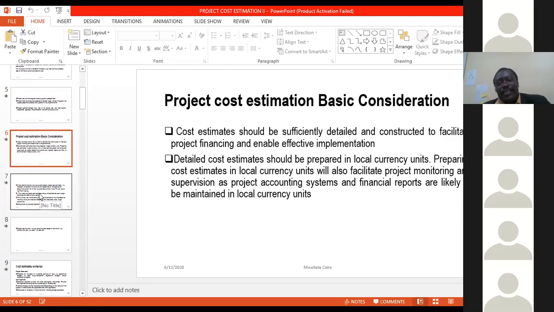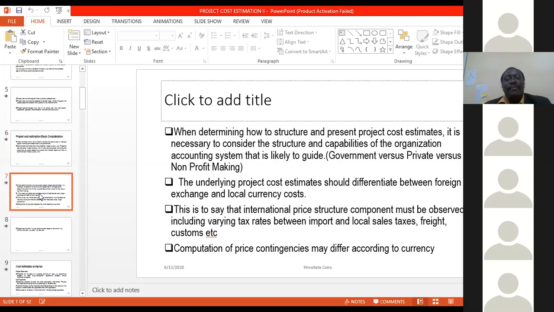So you need to have a detailed cost, you see, and it must be planned based on the local currency that you have. When determining how to structure and present project cost estimates, it is necessary to consider the structure and capability of the organization. The accounting system may likely guide you, depending on whether you are planning for government, or private, or non-profit making. That category must be there.